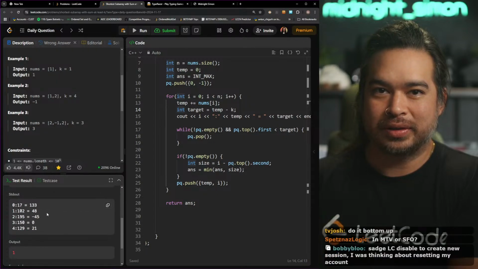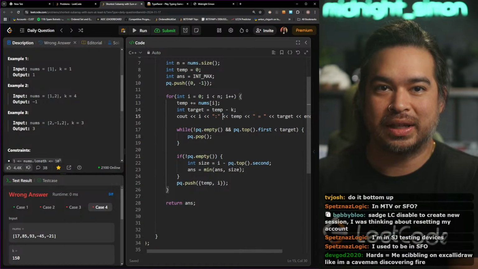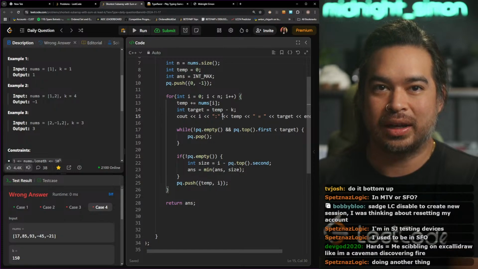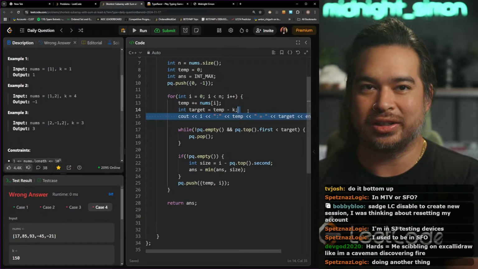Alright, I don't know how to solve this one, man. I give up. I'm in San Jose, testing devices. I used to be in SFO. Dang, I heard that building is gone or something like that.